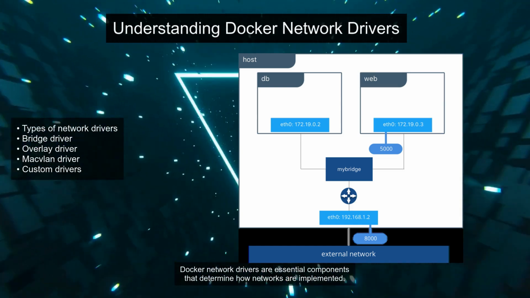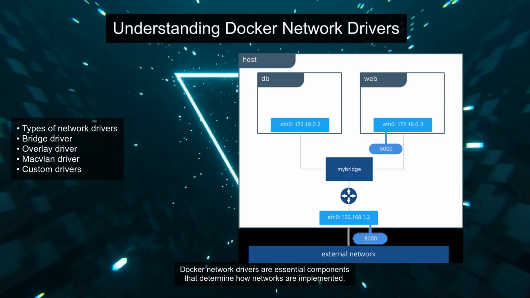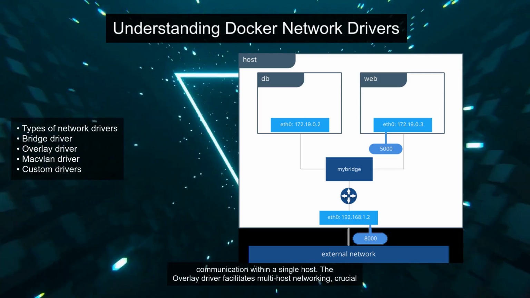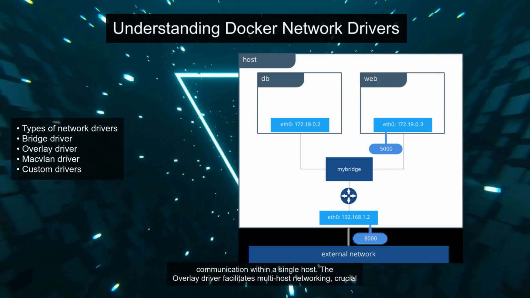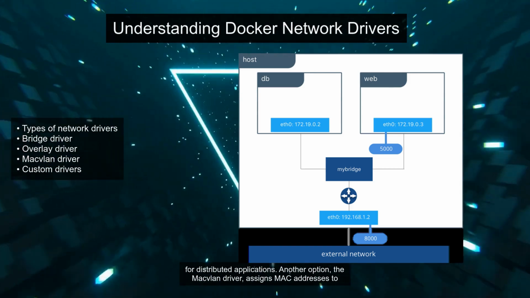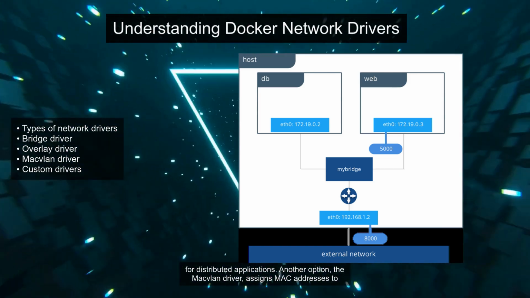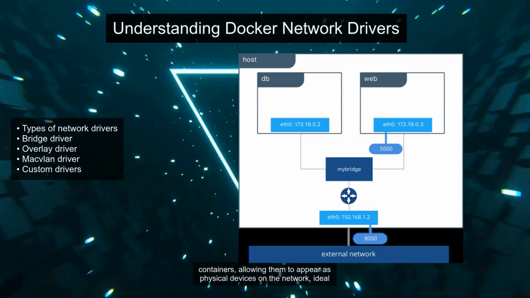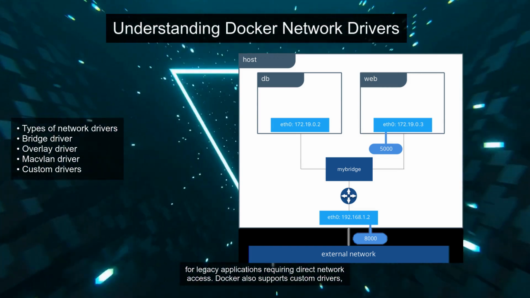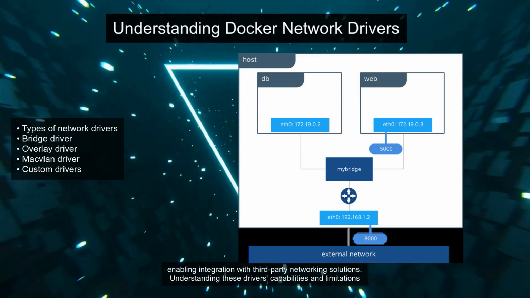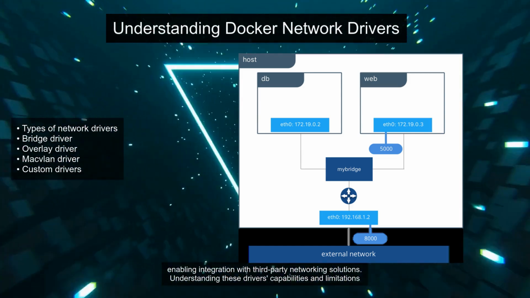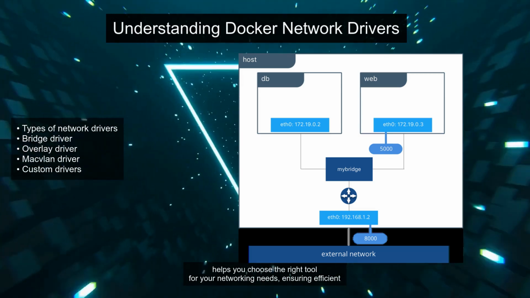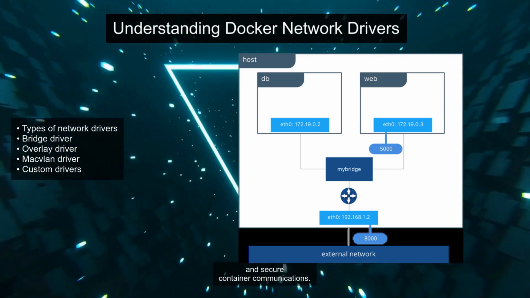Docker network drivers are essential components that determine how networks are implemented. The bridge driver, as the name suggests, creates bridge networks for container communication within a single host. The overlay driver facilitates multi-host networking, crucial for distributed applications. Another option, the macvlan driver, assigns MAC addresses to containers, allowing them to appear as physical devices on the network, ideal for legacy applications requiring direct network access. Docker also supports custom drivers, enabling integration with third-party networking solutions. Understanding these drivers' capabilities and limitations helps you choose the right tool for your networking needs, ensuring efficient and secure container communications.